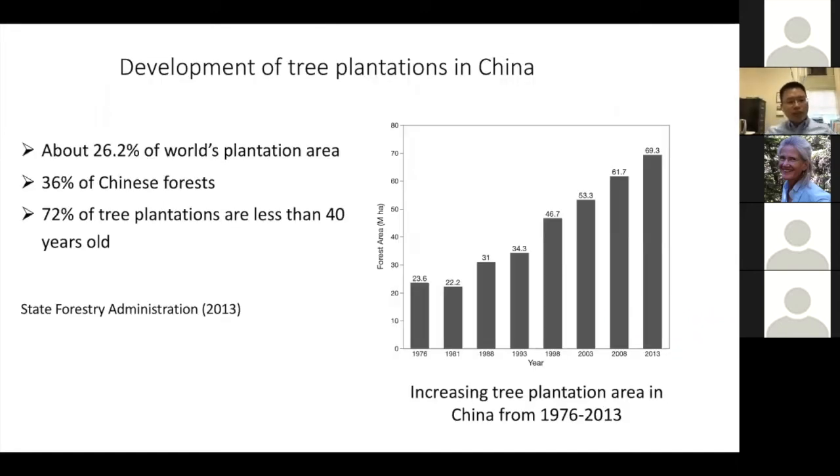But in contrast with forest conversions in other countries in the tropics, the conversion of natural forest to tree plantation in China is the most used type in China.